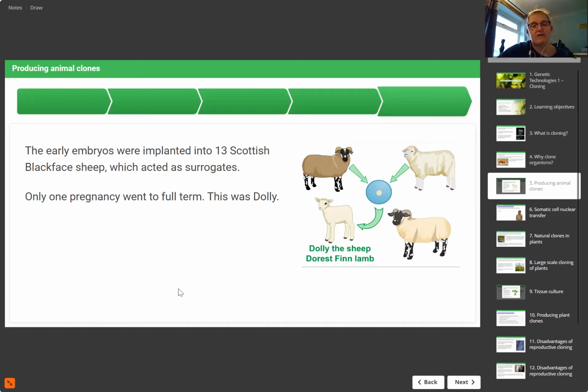Now, you might wonder why they were using all these different coloured sheep. The reason for this was to prove quite easily, even without doing the genetics, which they would do, that this sheep was a clone of this sheep and not the other two. It looked nothing like the others. It wasn't a natural pregnancy, it wasn't natural fertilization. It was actually cloning using a surrogate sheep.